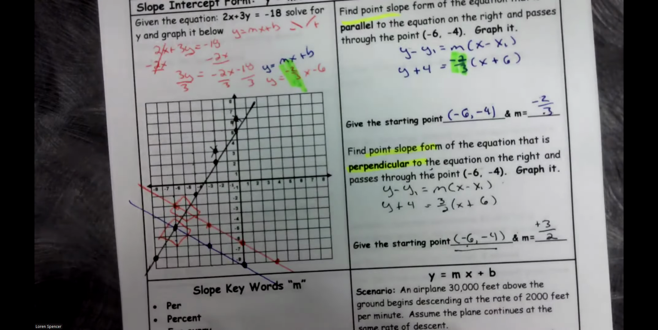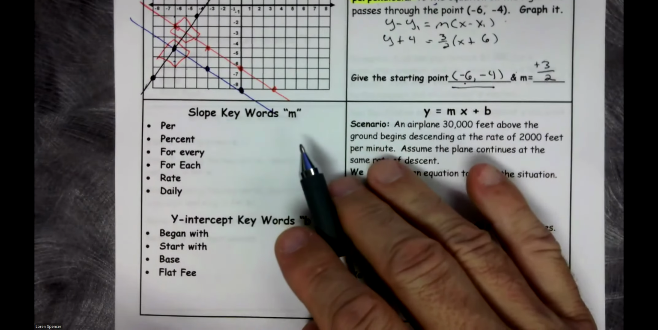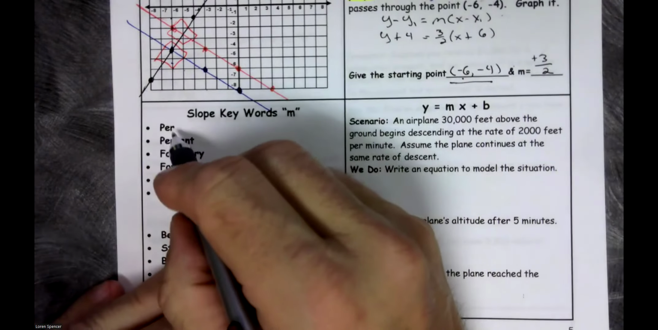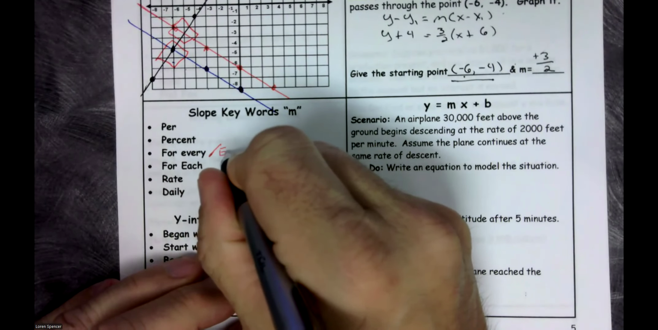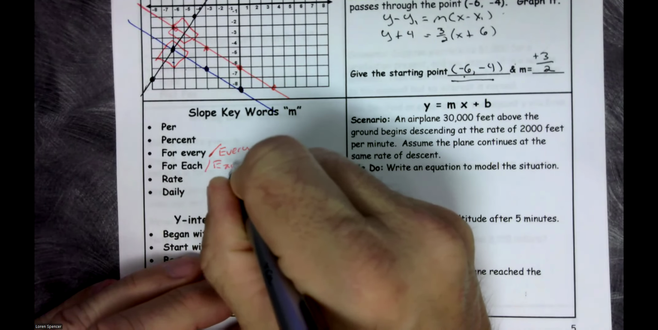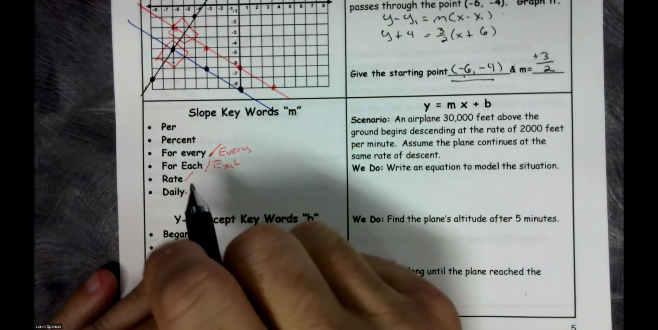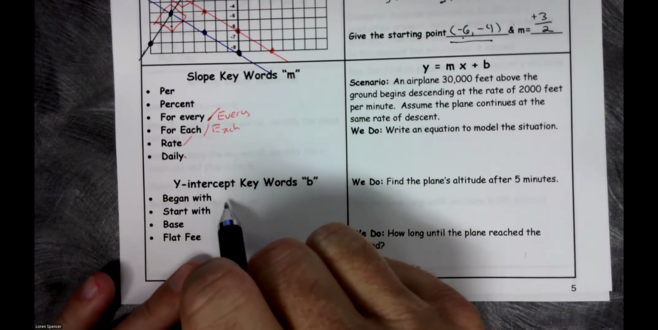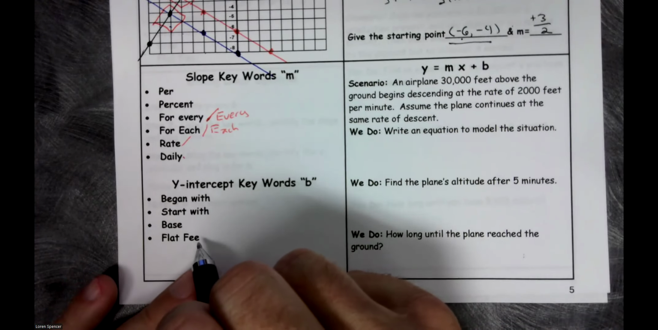All right. So we're going to learn how to write slope-intercept form from word problems. So the key words for slope: per, percent, for every. It may just say every instead of for every. It might say each, rate, and daily. All right. So those are key words. The y-intercept: began, start, base, flat fee.